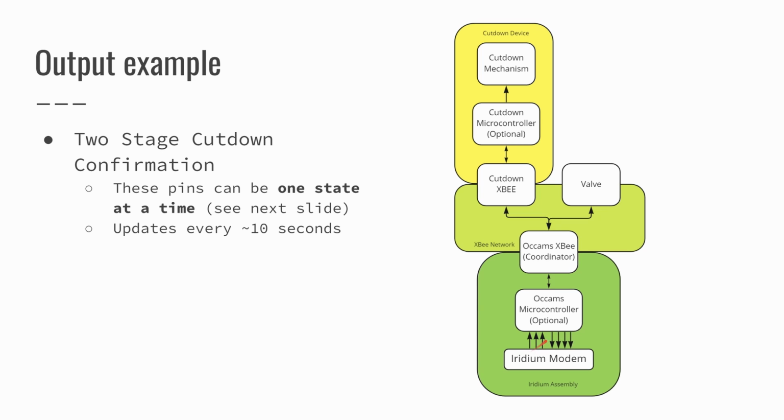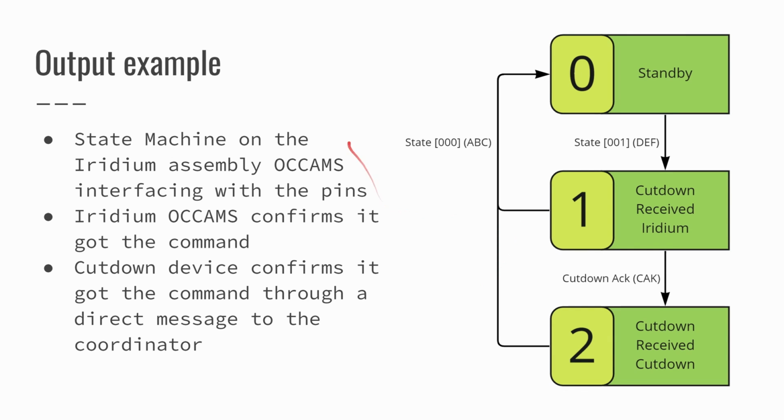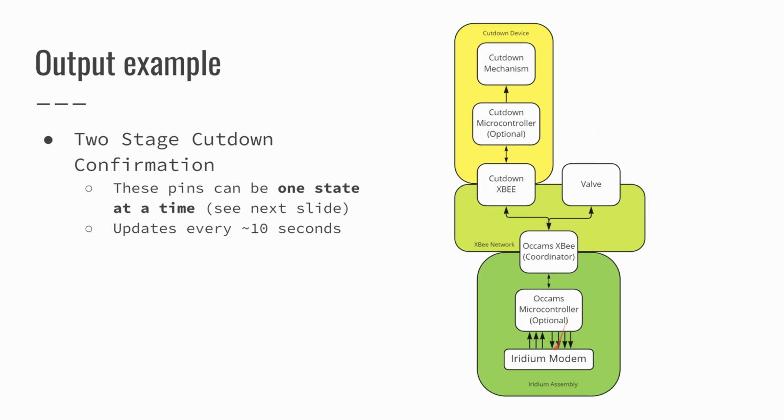The first stage would be like, hey, once I get cut down, I'm just going to change the bits here. And then the other one is, once the cut down microcontroller has received cut down, it will send an acknowledge, and then that will update to a 3rd state. So you can see that here. If you know what a state machine is, it probably looks very similar to that. So we're kind of in the standby mode. You can just imagine this number on the left of these boxes to be the decimal number that's coming out of this 4 binary.